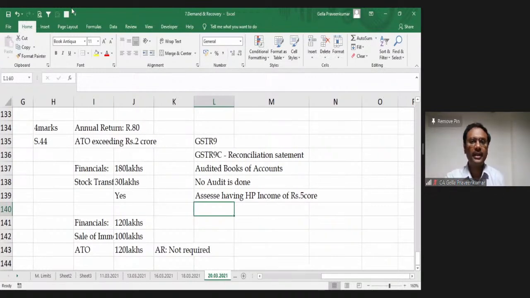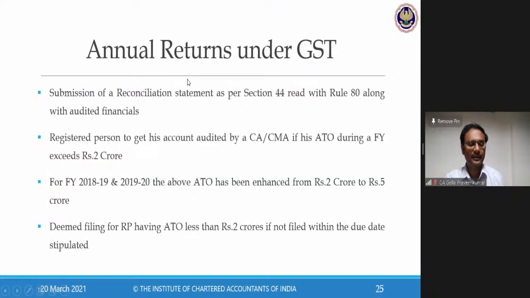Let me go back to my presentation. So, this audit, who can do audit? Audit can be done by a chartered accountant or cost management accountant, where the aggregate turnover during a financial year exceeds 2 crore. For the purpose of calculation of 2 crore, stock transfer, if there is any stock transfer from one unit to another unit, that also has to be taken into consideration. This is one important aspect we need to keep in mind.